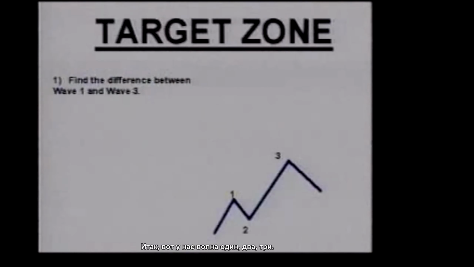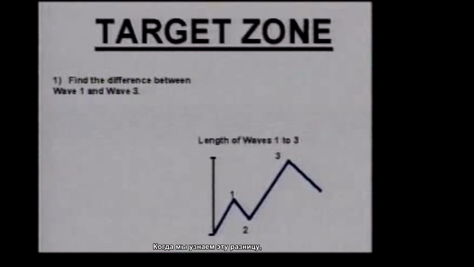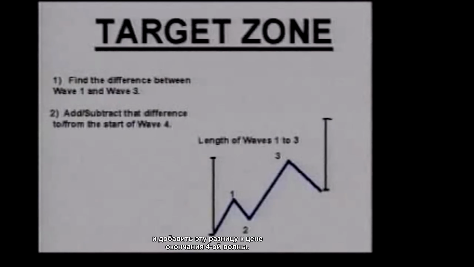First thing we want to do is find the difference between the top of wave 3 and the beginning of wave 1, or if it's in a down market, the bottom of wave 3 and the beginning of wave 1. So here we have wave 1, 2, 3, and what we want to do is take that price difference, the price at 3, and subtract the price at the beginning of 1. So when we take that price difference, what we want to do is go over to wave 4 and add that price difference to there.